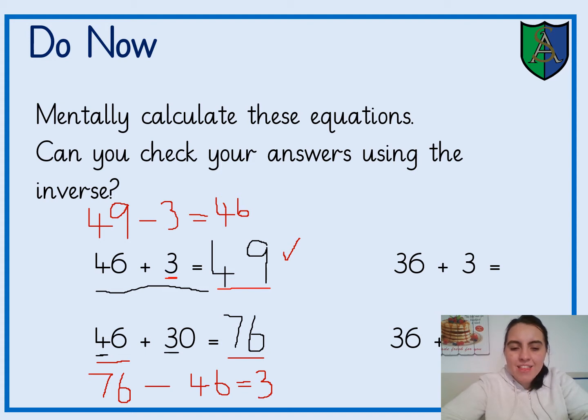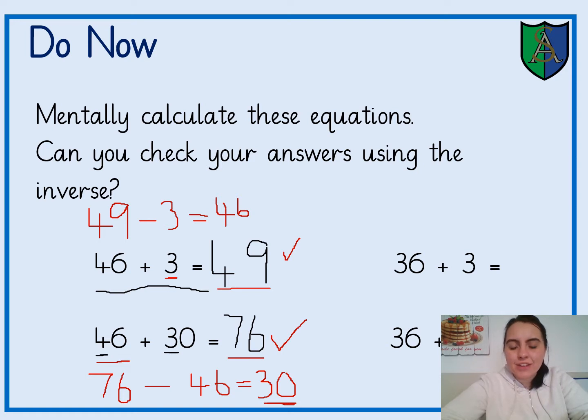Okay? Then I'm going to move on to my ones column. And I've got 6 take away 6. So 6 take away 6 is equal to 0. So my answer is 30. Okay? My answer is 30. So I know that my answer up here of 76, where it was a whole 76, I know that that's correct now because I've done the inverse operation to check my answer, so I can give that a tick.